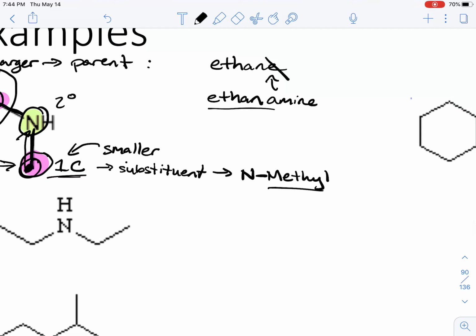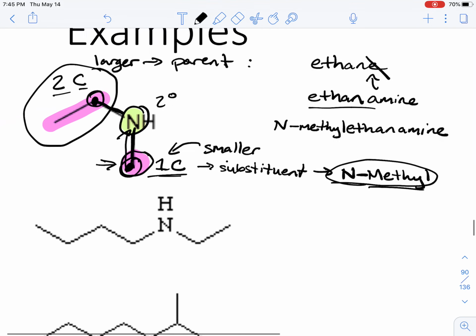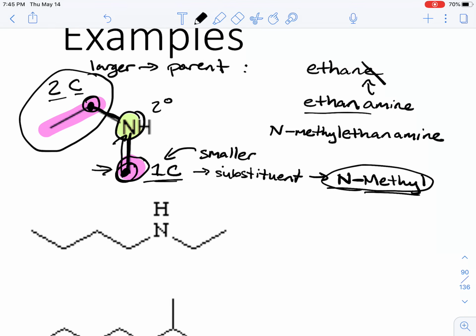And so what we're going to do is we're going to put these two together. And when we put these two pieces together, we're going to write the substituent first. And so here we have N-methyl, and then we're going to name the parent chain, which is ethanamine. And that would be the name of this organic compound, N-methylethanamine.